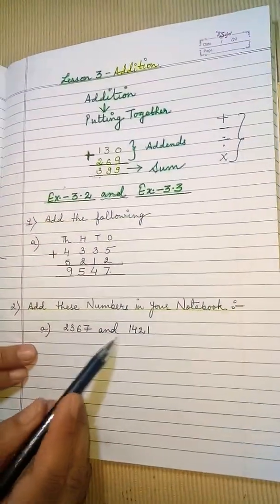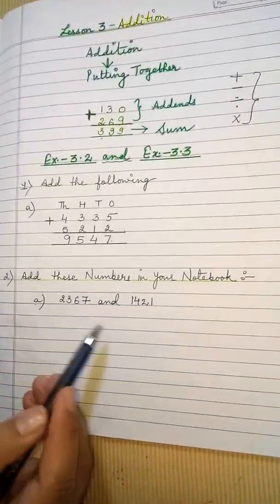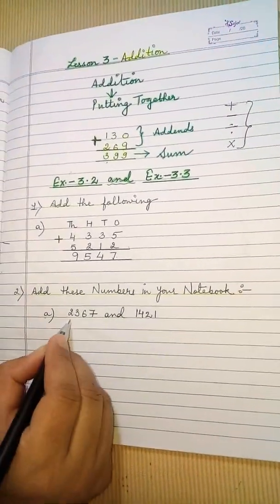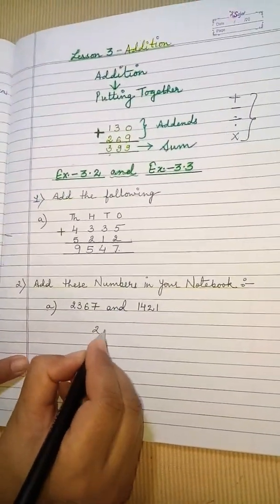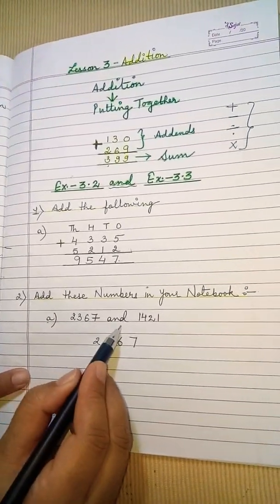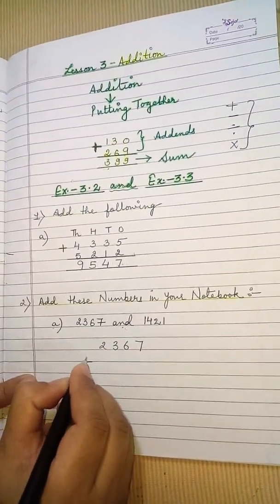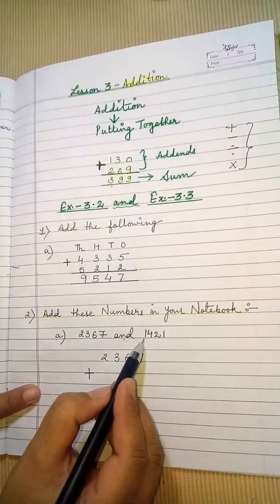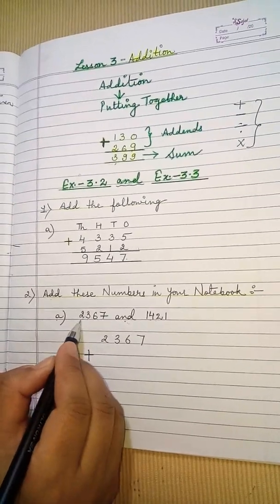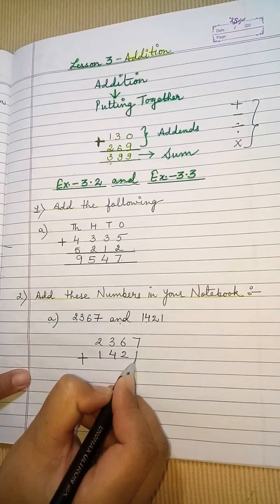But in such cases where the numbers are given like this, add these numbers in your notebooks, the arrangement is not done. So first step is arranging numbers. So the first number is 2367. I will write 2367 and then, which mathematical operation are we performing? Addition. So I will put the sign of addition, and 1421. Since both the numbers, total numbers are 4 digits, I'll straight away write down 1421.